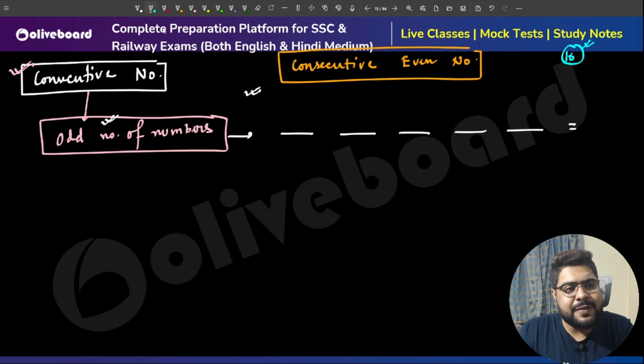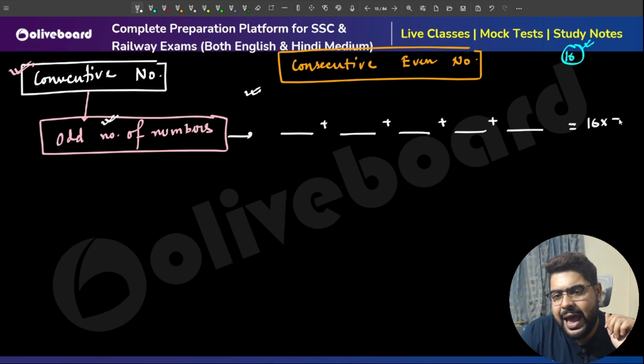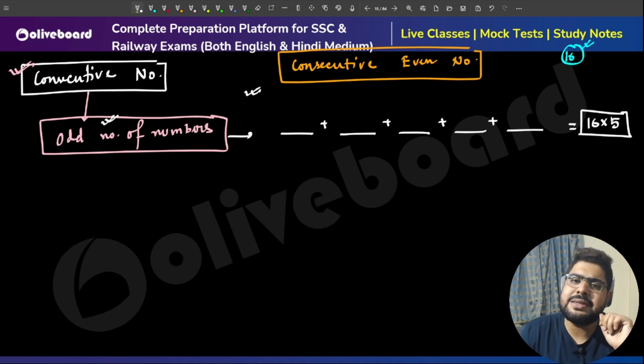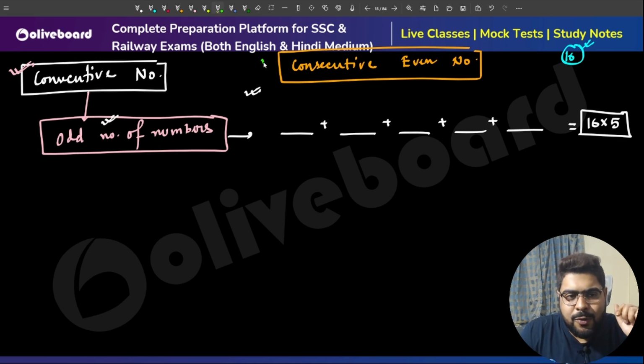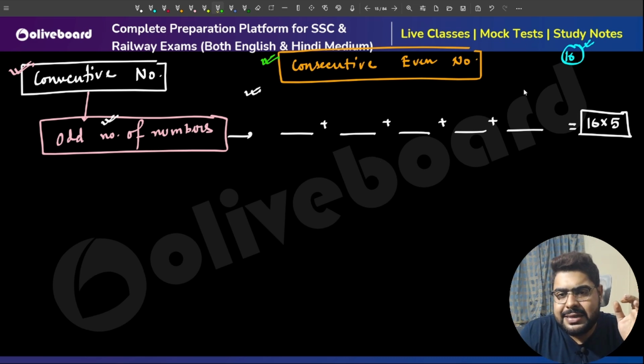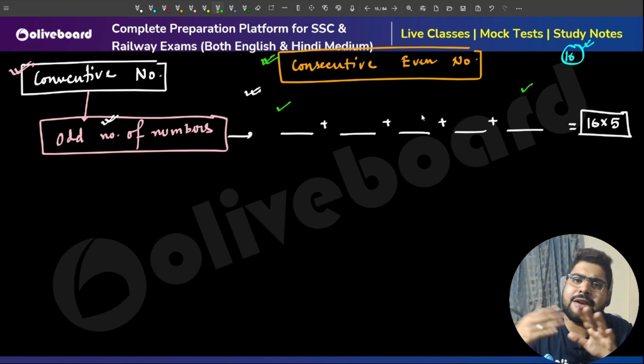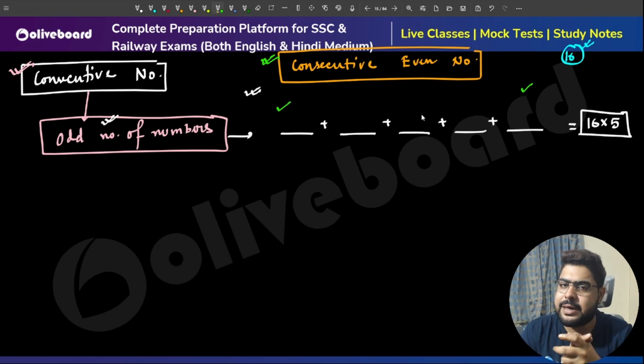Perfect. So if the average is given, I can say that we can figure out the sum. The sum of these 5 numbers will be average into number of numbers, that is 16 times 5. Absolutely okay with this? Now please understand how we can deal with this type of question. They may ask us what is the highest number, the lowest number, the second highest number, second lowest number. They can ask you anything. Difference between them, ratio between them, they can ask you any type of questions from there.